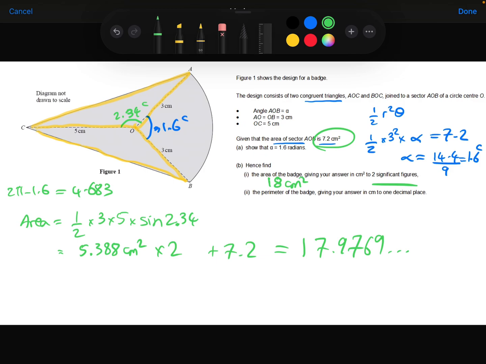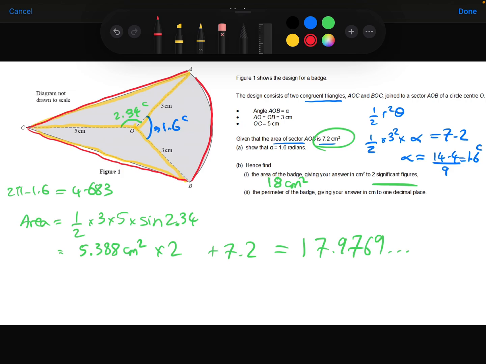Part II says to work out the perimeter. So all the way around the outside of the shape, so I need to work out this length here. I can then double it for this length here. And then I need to work out the arc length as well. And then I can add them together for the perimeter.